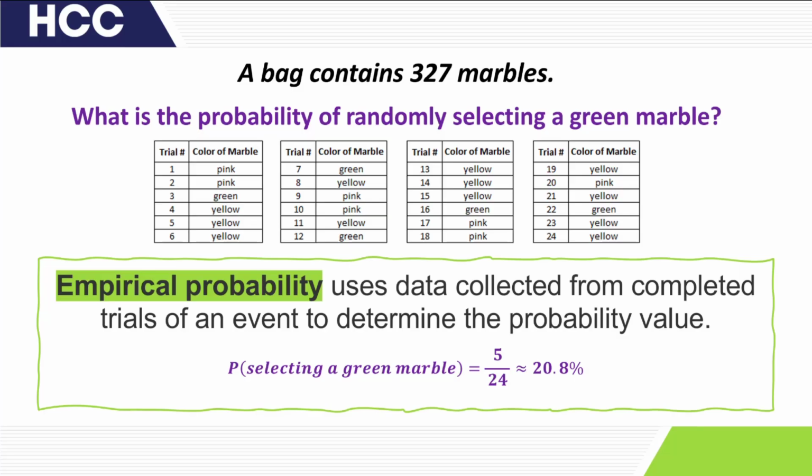You might be wondering, how come we don't just look at all the marbles that are actually in the bag? That would make a lot of sense. But 327 marbles, that's a lot of marbles to have to count. And it's like doing a census, right? And doing a census is always prone to some kind of errors, and 327 is a lot to count.